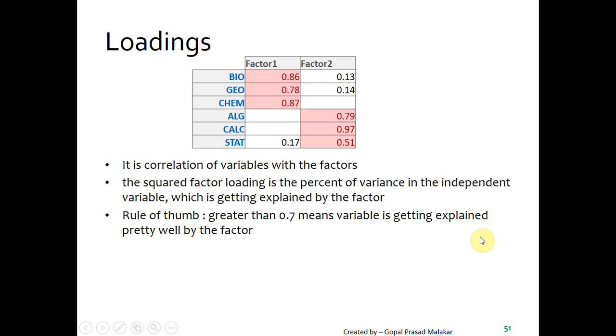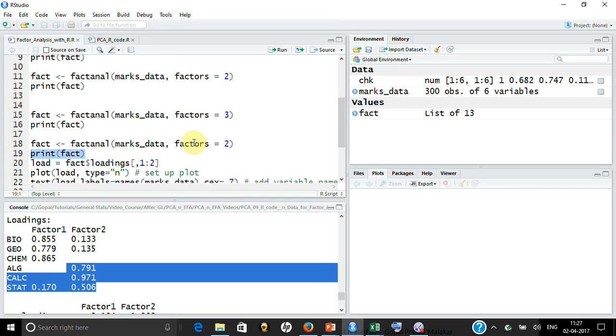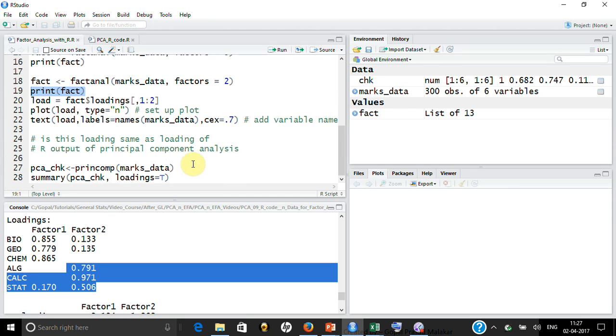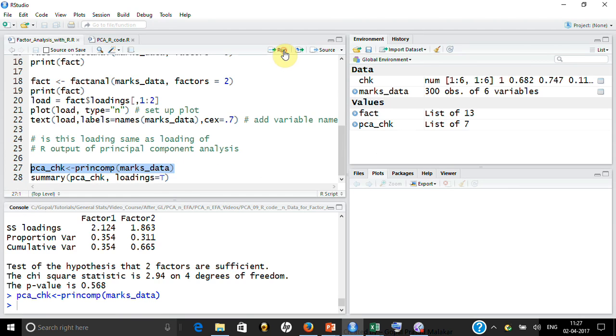Now, let's also understand one point. Is it the same as what we were getting in principal component analysis? The best would be that we run the principal component analysis and take a look again. So let's just run the principal component analysis on the same data, and let's take a look at the loadings.